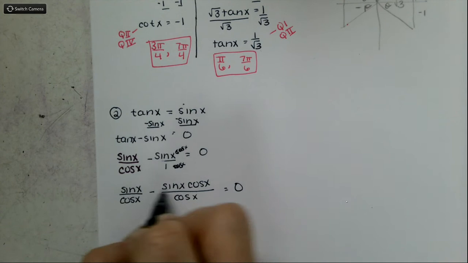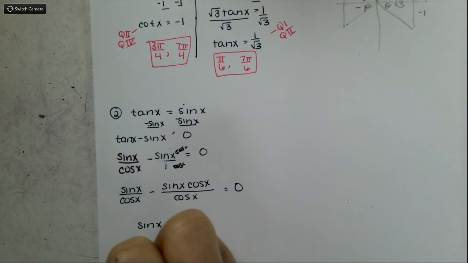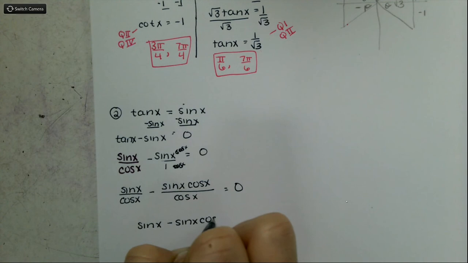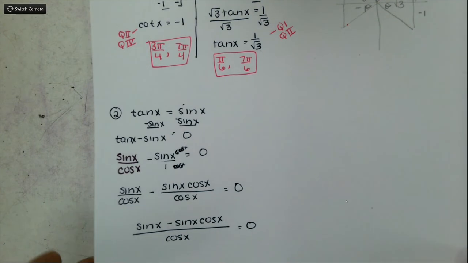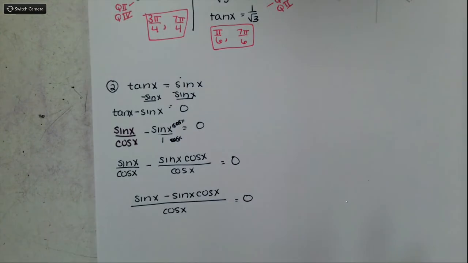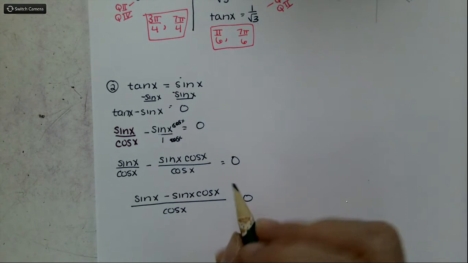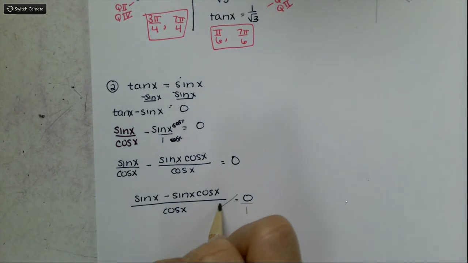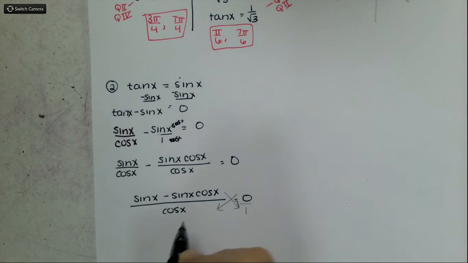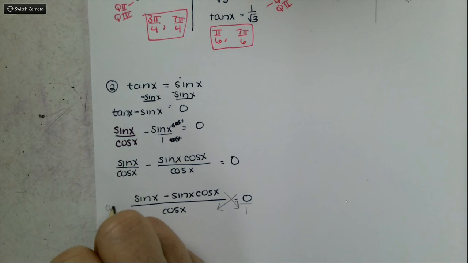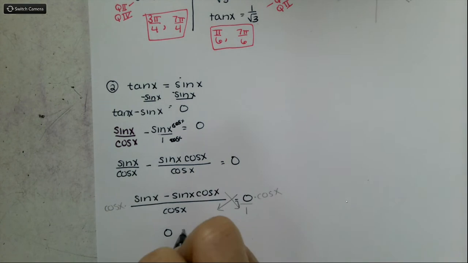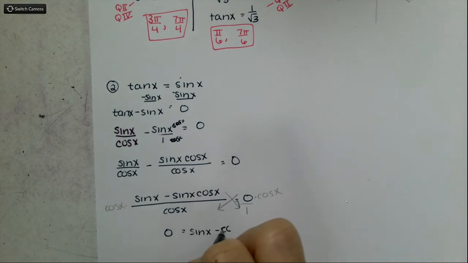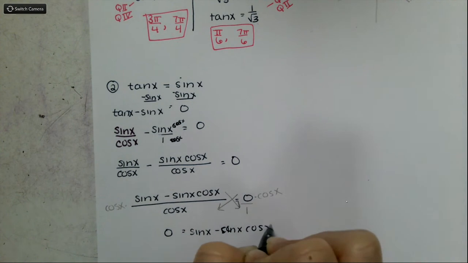All right, I'm going to combine this all together. Sine x minus sine x cosine x, all over cosine x, equals 0. So what I did at this point to make it a little bit easier, and there are other ways, is cross multiply, and that cosine cancels out. You could also choose to multiply by cosine on both sides. It's the same thing. And you get 0 equals sine x minus sine x cosine x.